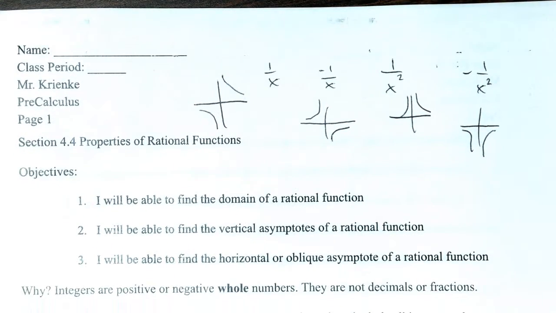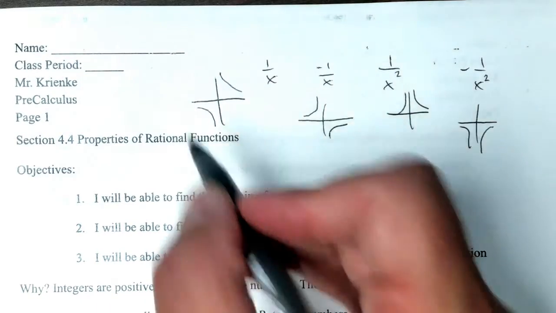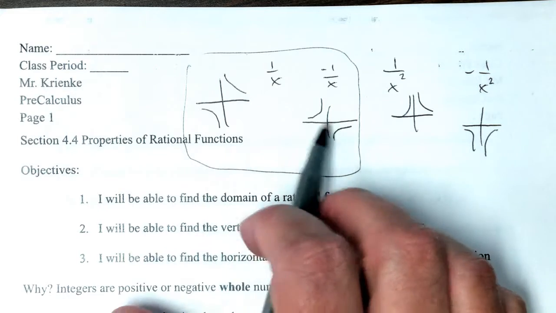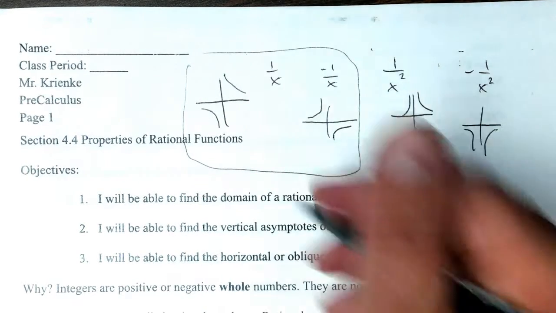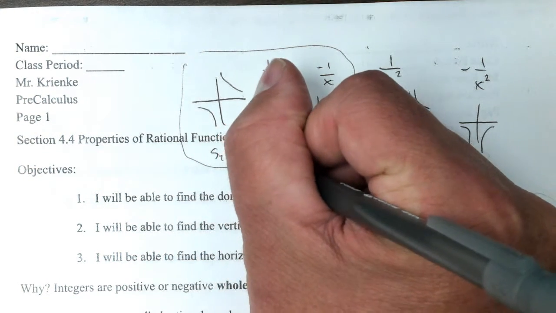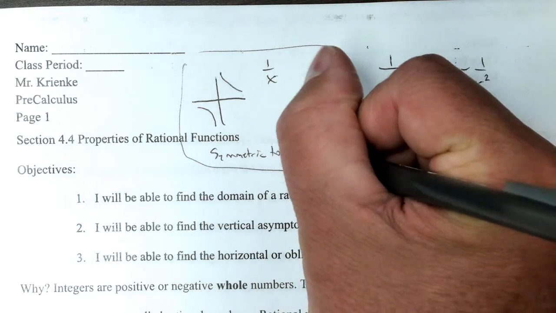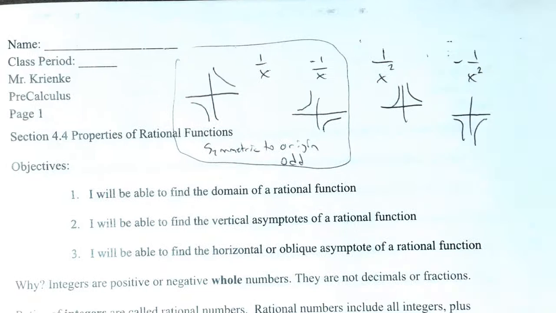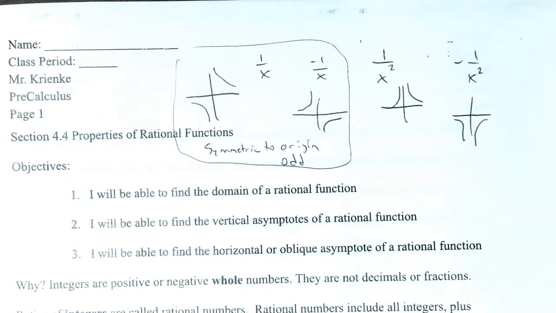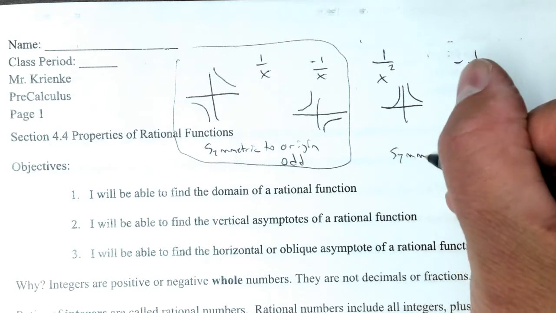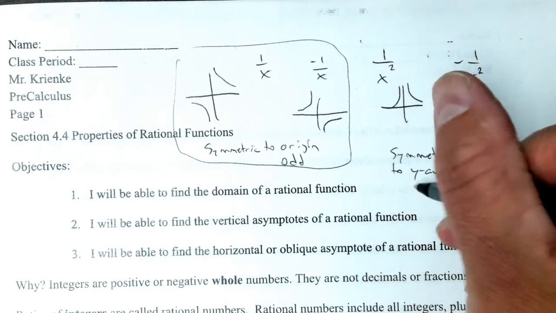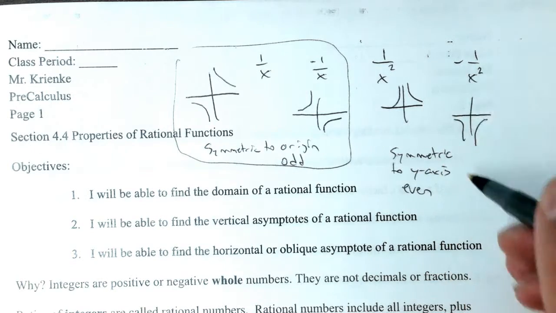What you'll notice about this, at least for these two functions, is they're in diagonal quadrants. They're symmetric to the origin, which means they're odd functions. As opposed to these two, which are symmetric to the y-axis, which would be called even.